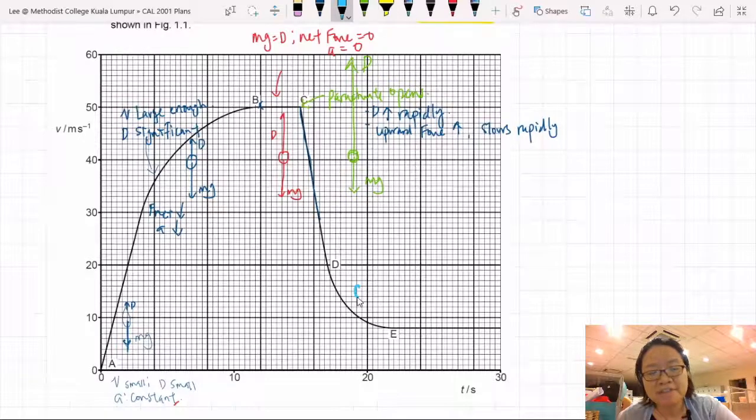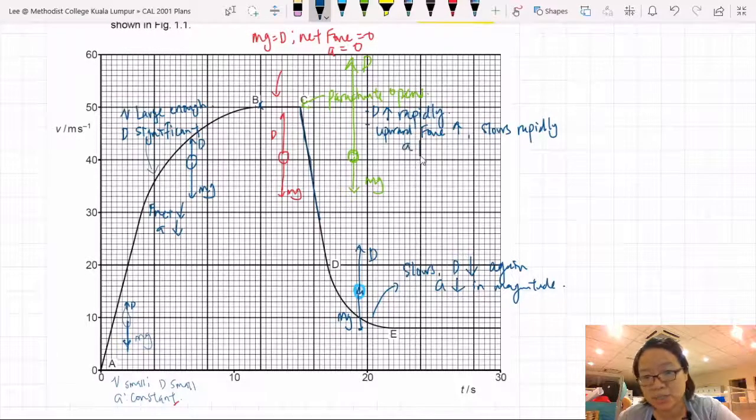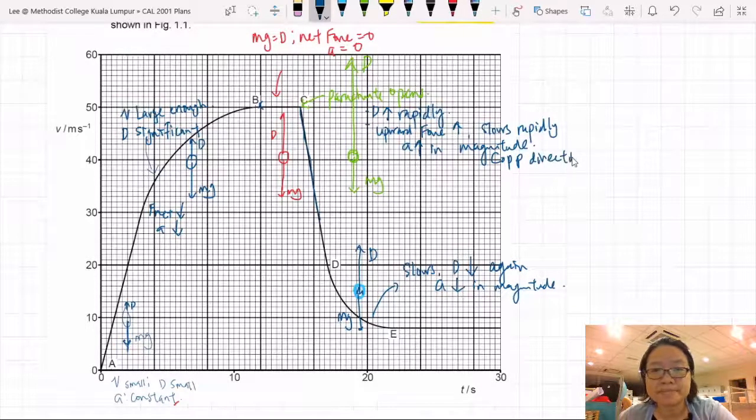All right, and then finally, at point D, the drag force will decrease because you have slowed down already. So at DE, it's slowing down, and your D will decrease back. Because your drag force decreases again, the acceleration decreases in magnitude. So the gradient is getting less steep. It's the same idea, just like in the beginning, when you opened the parachute, the acceleration increased, but the magnitude also increased in the opposite direction.